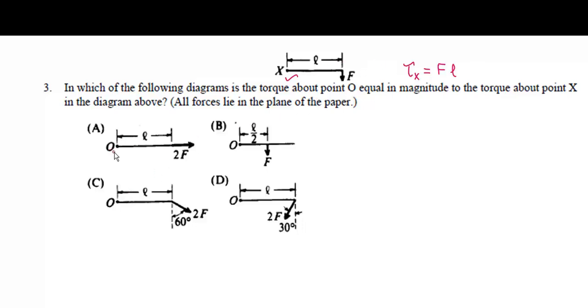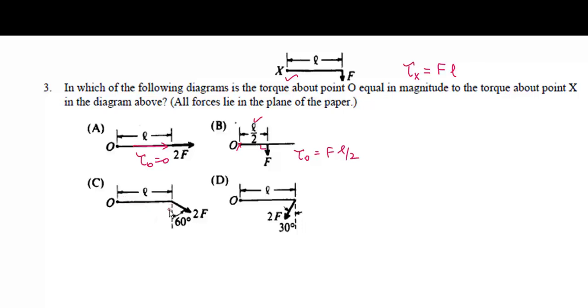torque. So if we look here, this force is acting along this line. So the perpendicular distance of this force 2F from point O is 0. So the torque in this situation will be 0. For point B, if you check, this is force F. This force is acting at a distance L by 2 from the axis of rotation, and this is the perpendicular distance. So here torque about point O is F times L by 2.